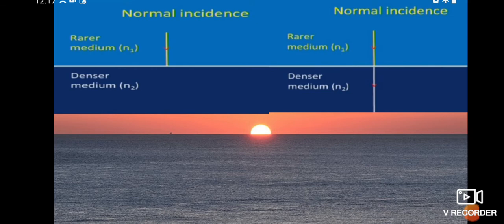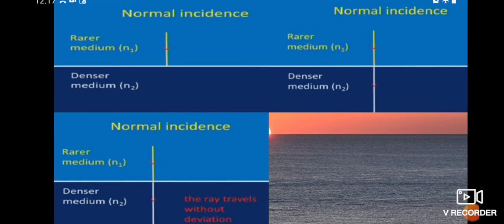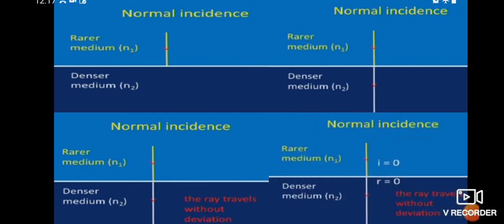Okay students, so it is not going to deviate, means it is not going to bend. So here the refracted ray travels without any deviation because it is traveling in a straight way. Here the angle of incidence I is equal to 0, and the angle of refraction R is also 0. This is the first case.